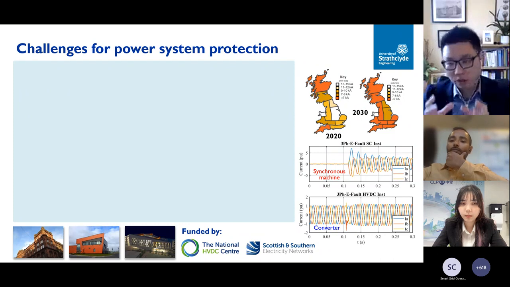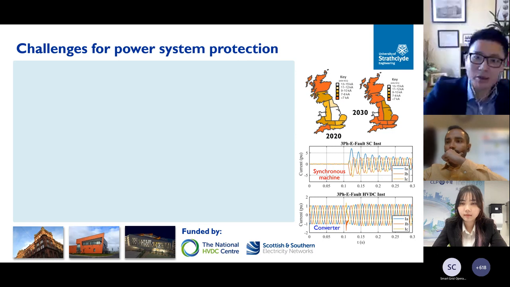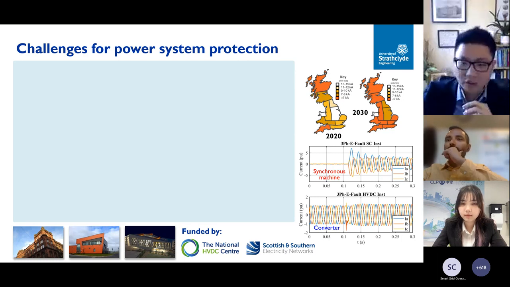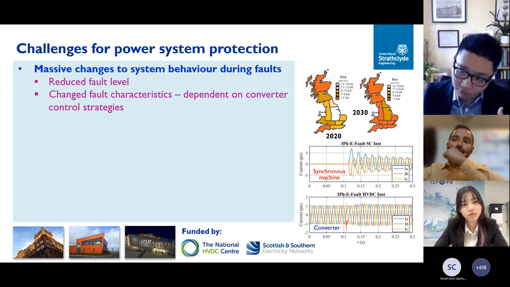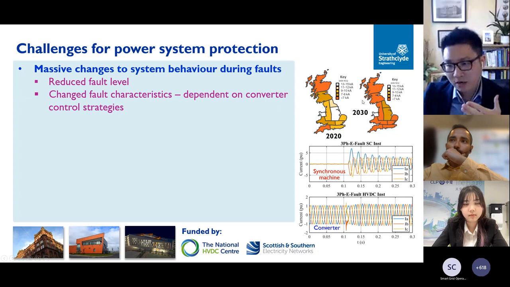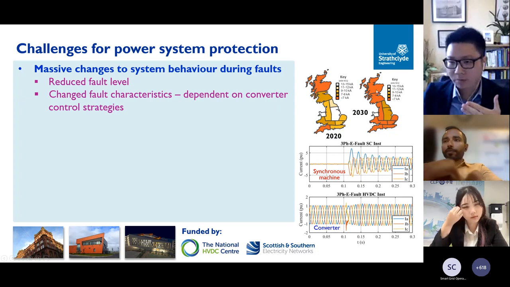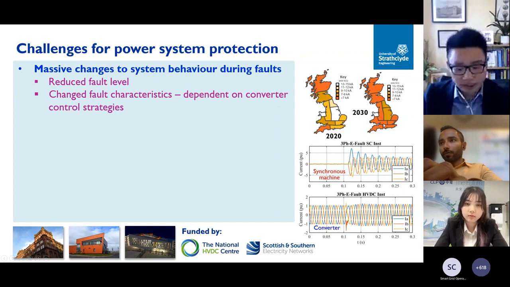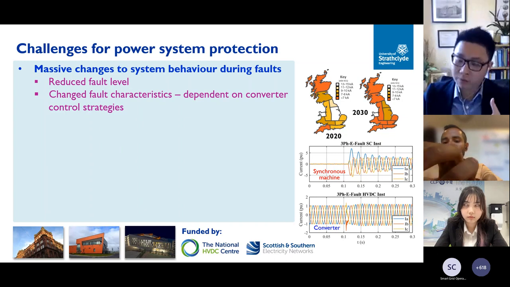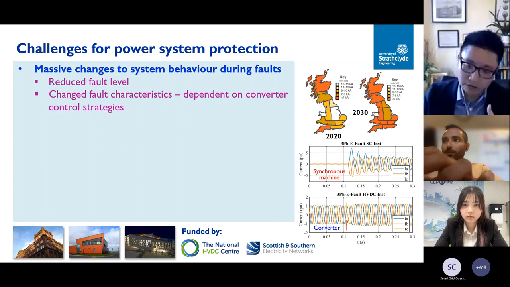What it means for the system, depending on the perspective you look at it, is that this change will bring different challenges for different sectors within power system operation. From a protection perspective, if you replace massive synchronous machines with converters, the fault level in the system will decrease significantly. You can see the fault level right now compared to 2030: the vast majority of areas will have a significant decrease in fault level. The second thing is that how the system behaves will be significantly different from our conventional system.